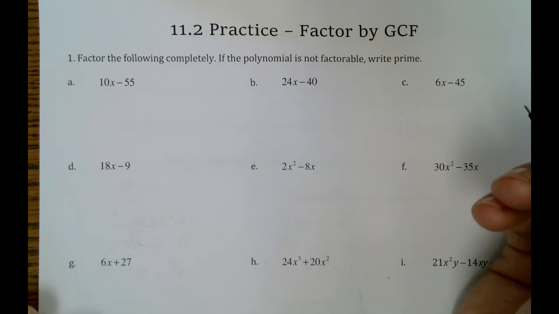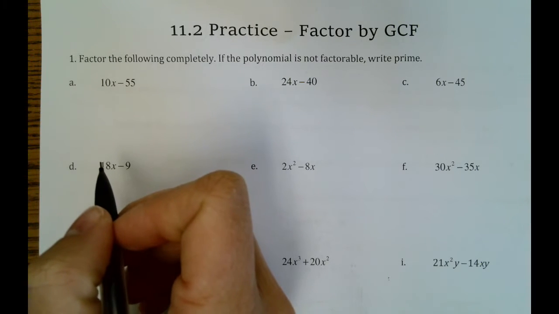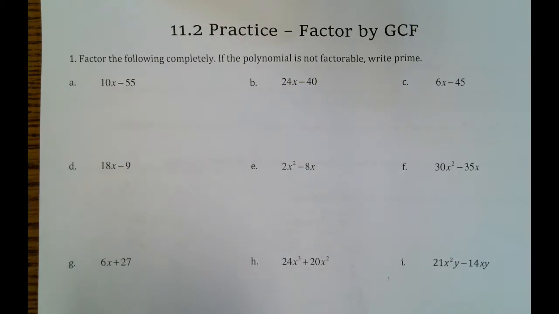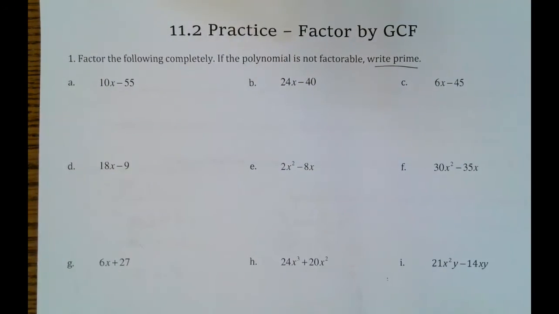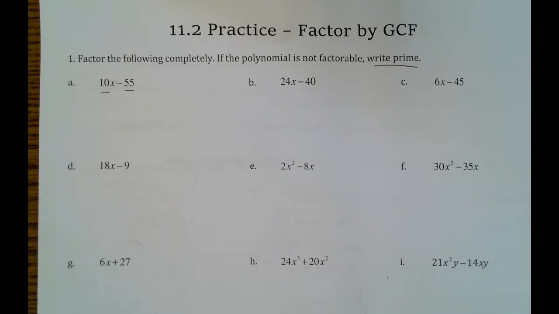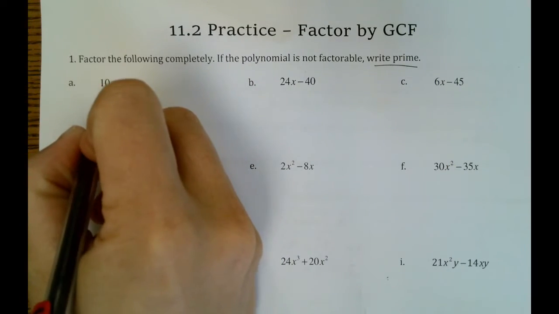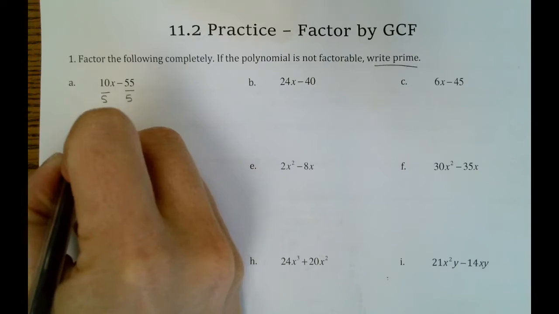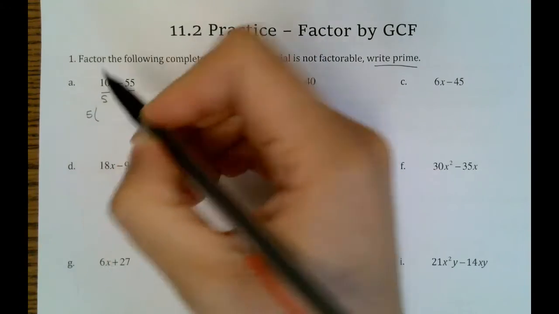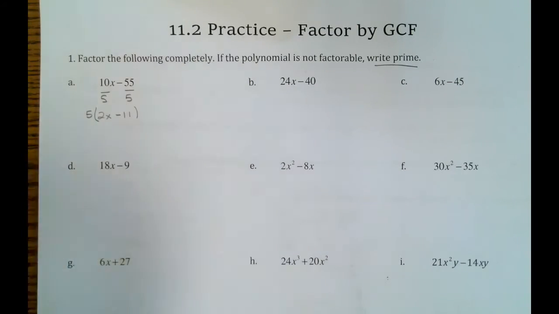All right, group, we are on our 11.2 practice, page 4. So here we're doing factor by GCF. Again, if something is not factorable, so if we can't pull out a GCF, then we will write prime. Here we want to find what is common between 10 and 55. We cannot divide out an x because there's not an x in both terms, but we can divide out a 5. So we bring that 5 out front, and then we just divide down. 10x divided by 5 is 2x. Negative 55 divided by 5 is negative 11.